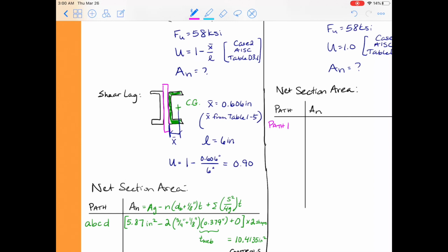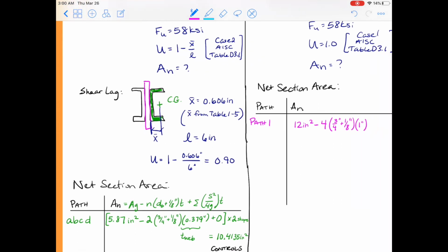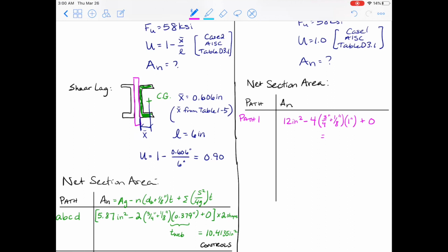So for path 1, we say the net section area is the gross section area minus the number of bolts in the width of the plate times the diameter of the bolts plus 1/8 of an inch, times the thickness of the plate. So that's going to be 12 inches squared as the gross area minus, since path 1 went through 4 bolt holes, 4 times the diameter of the bolt plus 1/8 of an inch, 3/4 plus 1/8 inch, times 1 inch thickness of the plate. No diagonals, so plus 0, so no s squared over 4g terms. And there's only one of these plate members, so we don't have to do the multiply by 2 trick again. So path 1 is now going to have a net section area of 8.5 inches squared.